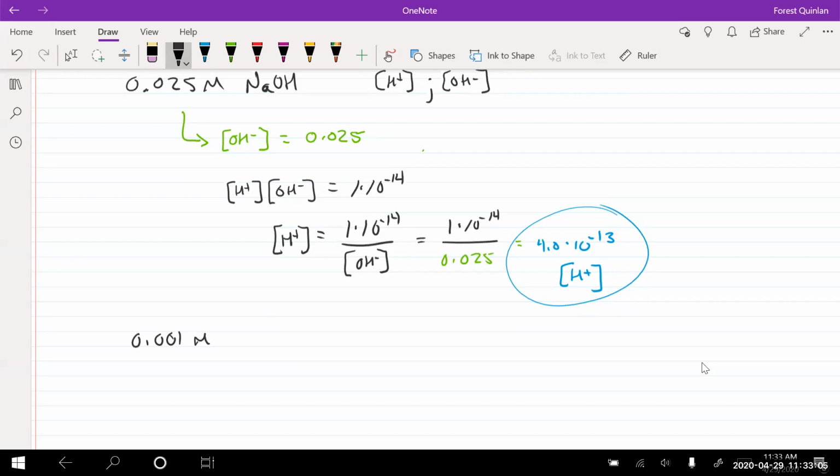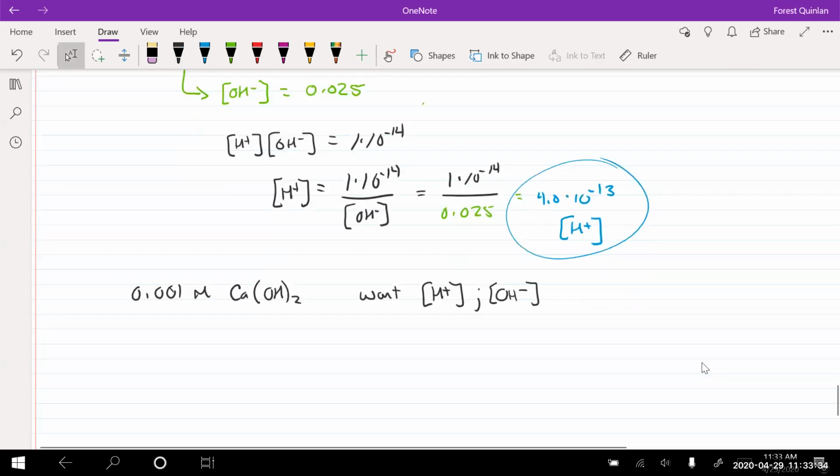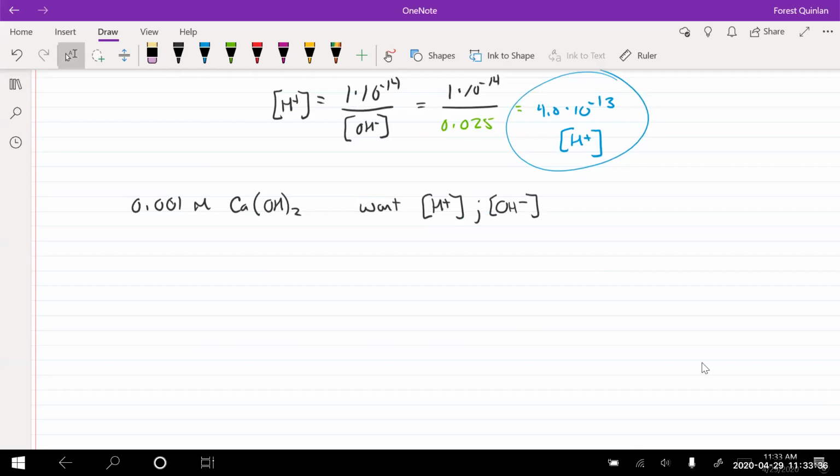And just to hammer down the math one last time, 0.001 molar calcium hydroxide. I want concentration of H plus and the concentration of OH minus. And I'm going to pick on Stewart. What quantity do we already know?